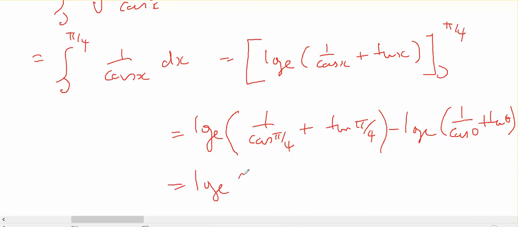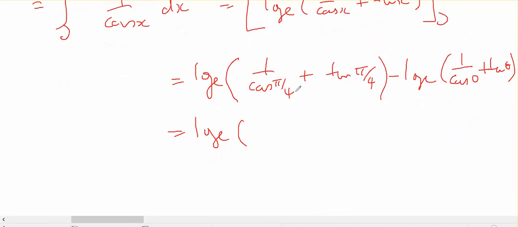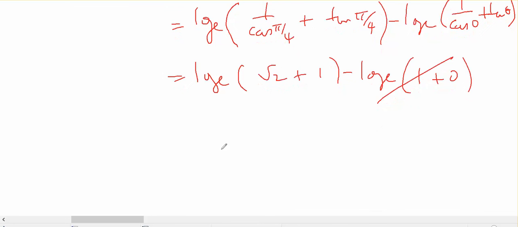which will be log base e of 1 on root 2 is root 2 plus 1 minus log base e of 1 plus 0. Log base e of 1 is 0, so the answer is going to equal the log base e of root 2 plus 1, and that's the distance.